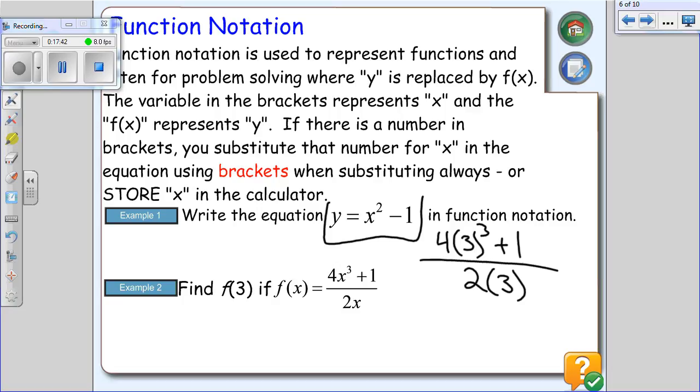3 cubed is 27, times 4 is 108, plus 1 is 109, divided by 6. That's not a good number. What is it? 109 divided by 6. There you go. That would be your answer. f of 3 is equal to 18.1666666.